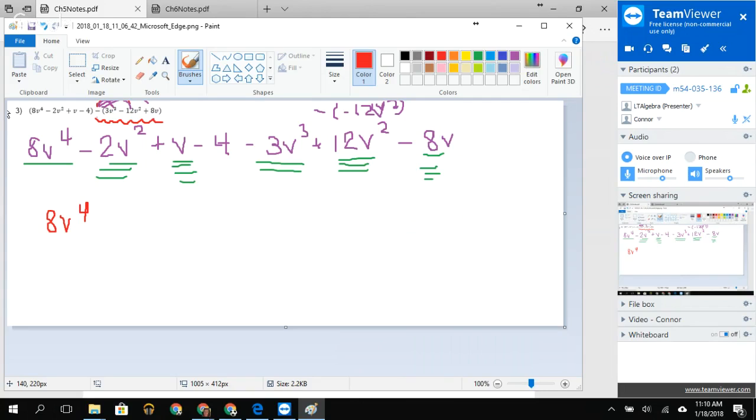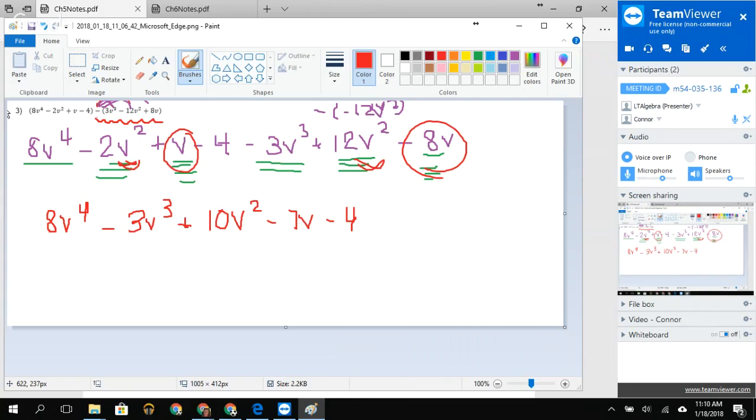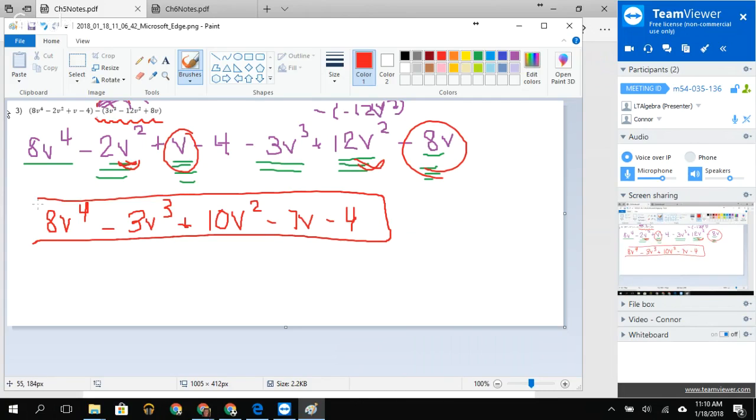Or minus 3v cubed. Okay. And then we have 2v squared terms. So it's 12v squared plus negative 2v squared, so plus 10v squared. And then our v terms, we have a plus v and a minus 8v, so minus 7v minus 4. And this would be our simplified polynomial.